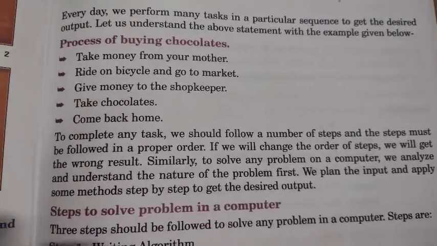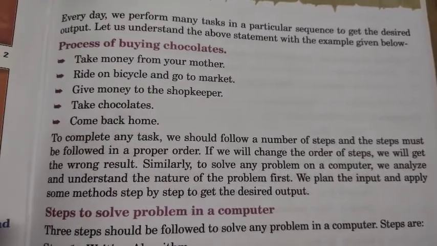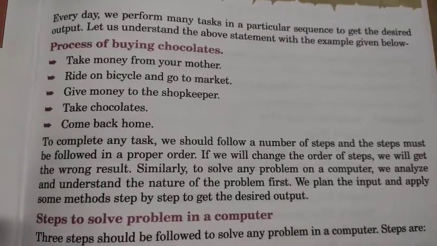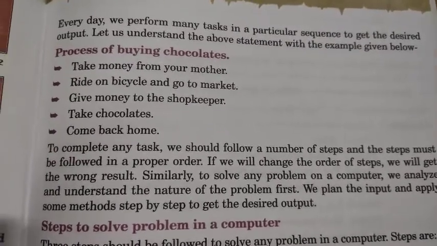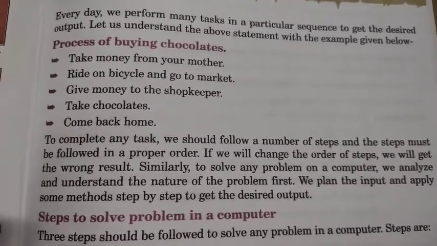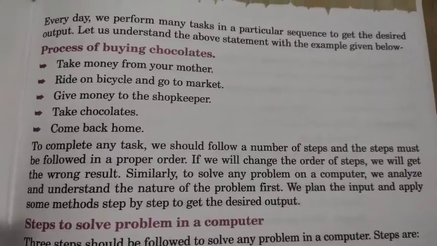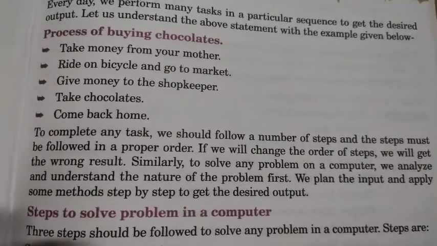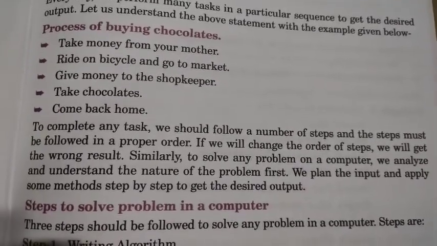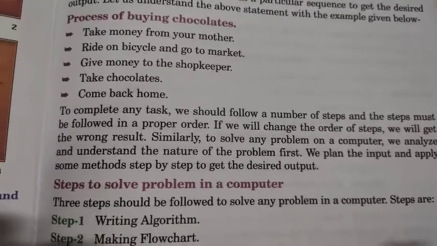To complete any task, we should follow a number of steps, and the steps must be followed in a proper order. So if you want to complete any task, what should we do? We should follow a number of steps. Then the proper order will come out. If we change the order of the steps, we will get the wrong result. If the order is changed, then what will be the result? The result will be wrong. So whatever we are doing, we have to follow an order. According to the order, if you are doing it, the correct result will come. Otherwise our result will be wrong.